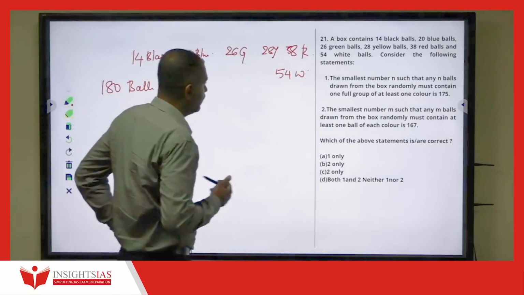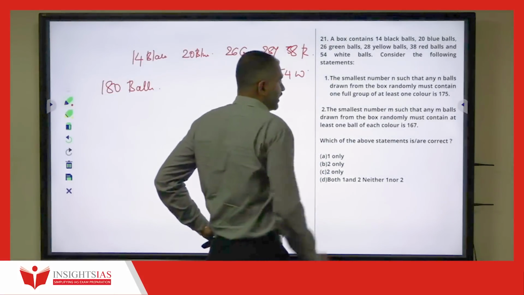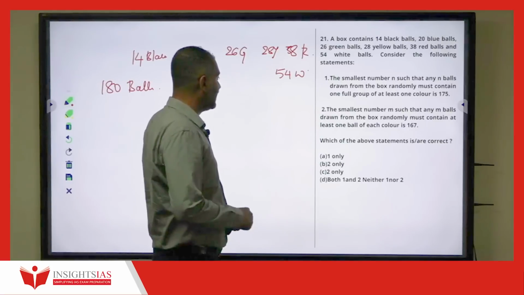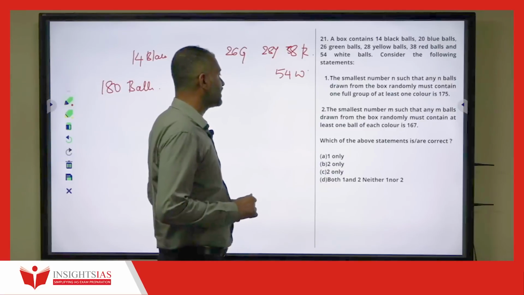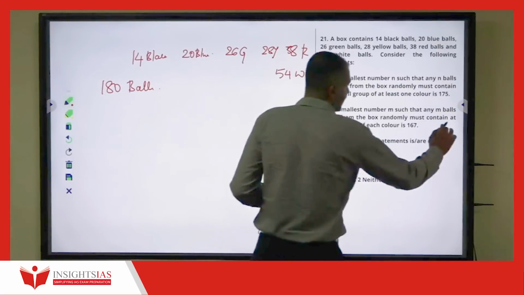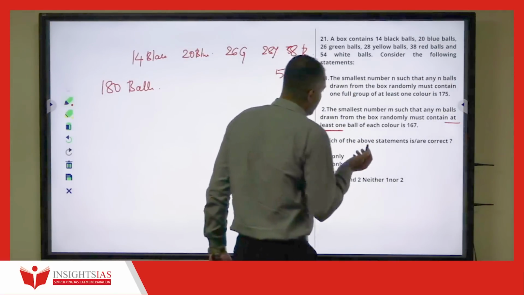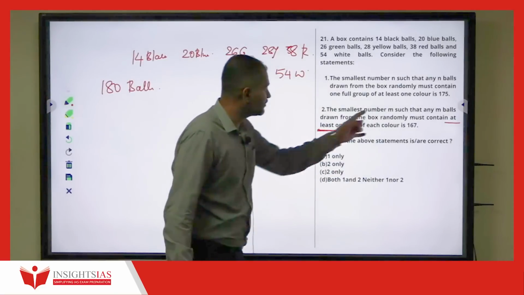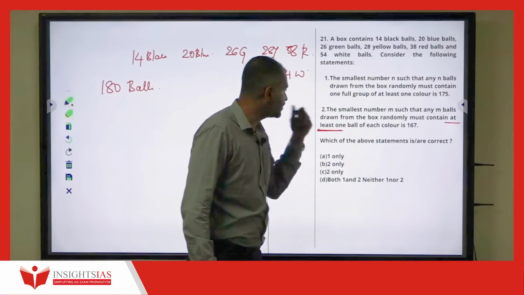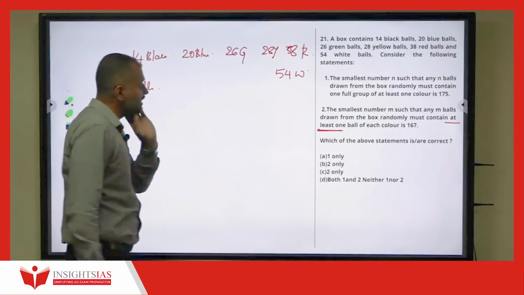The smallest number m such that any m balls drawn from the box randomly must contain at least one ball of each color is 167. This is a case of at least. Let us see this one first. The smallest number m such that any m balls drawn from the box randomly must contain at least one ball of each color is 167.